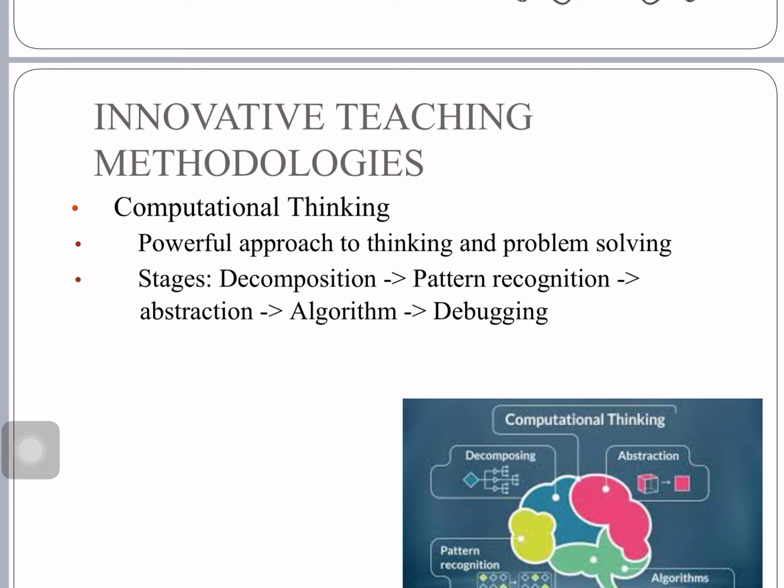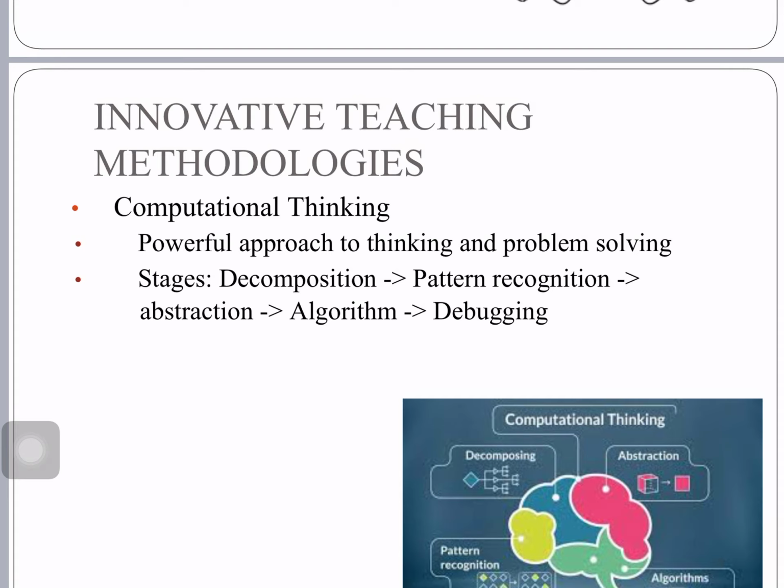So there are 4 stages in computational thinking. The first one is decomposition, where a large problem is broken down into approachable smaller fragments. The second stage is pattern recognition, connecting the problem at hand with historical data. We are already aware of the problem and we are trying to match that particular problem with historical data. We are trying to relate, or we are trying to find out if this has happened in the past.